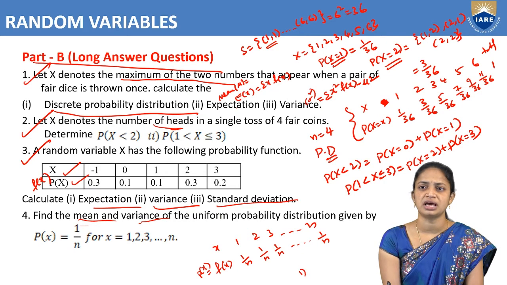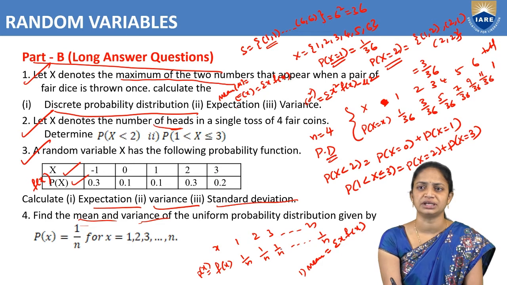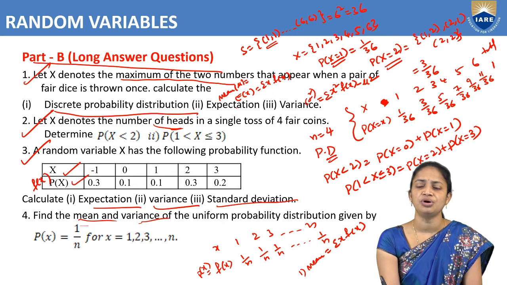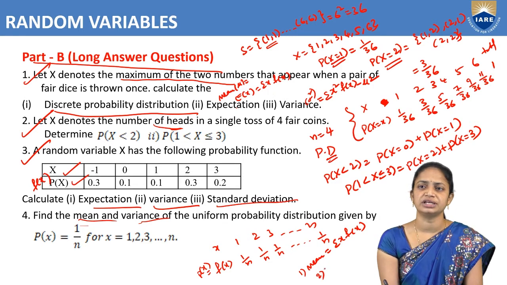So what is the mean formula? Mean is nothing but summation x into f of x. So x into f of x: 1 into 1 by n plus 2 into 1 by n plus 3 into 1 by n plus, and so on, n into 1 by n. That is the mean. So next, variance.